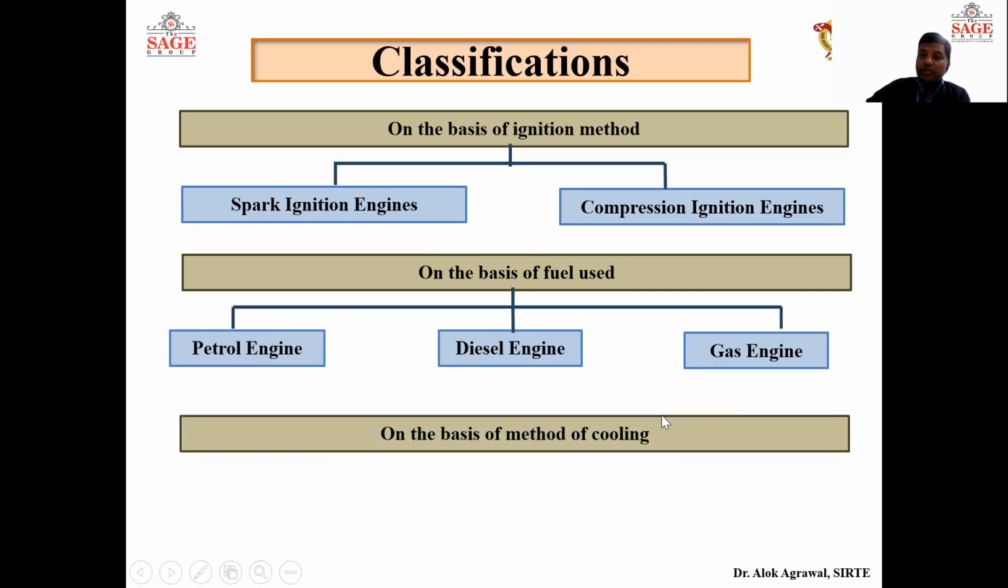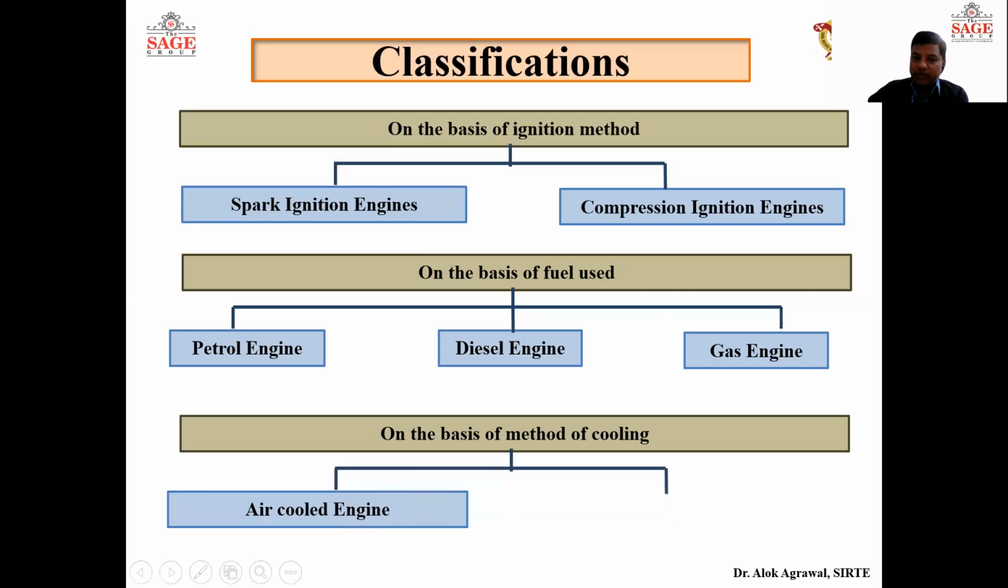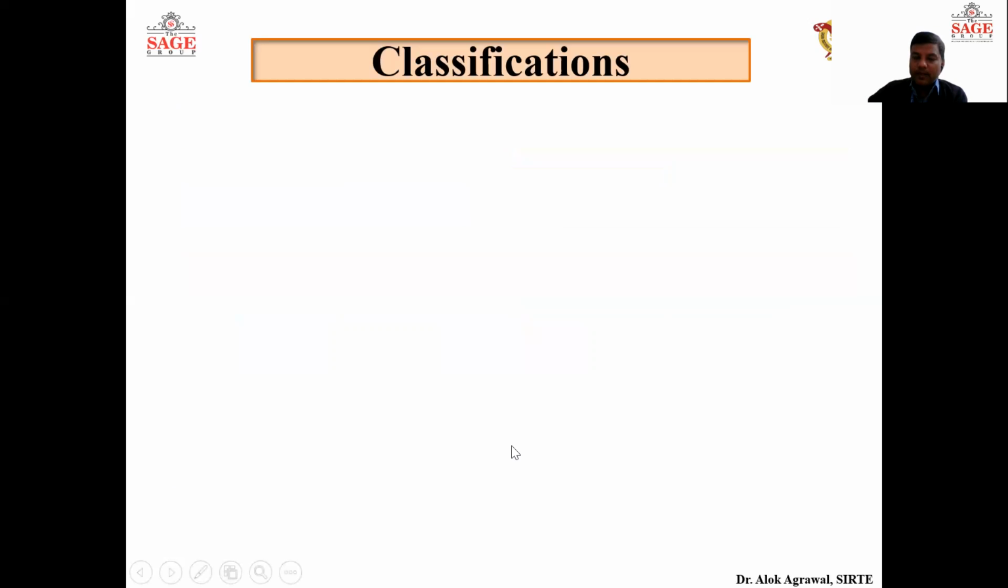Again, on the basis of method of cooling. Fuel burning creates a huge amount of thermal energy. A part of that thermal energy is converted into mechanical energy, but a lot of thermal energy is still there which we are not able to convert into mechanical energy. So we have to remove that thermal energy from the system, so that the overall temperature of the system goes down. Otherwise there will be thermal fatigue. So on the basis of method of cooling, we have air cooled engine or water cooled engine. Generally in two-wheelers we use air cooled engine, and in four-wheelers we use water cooled engine.